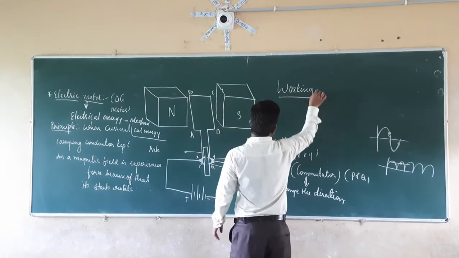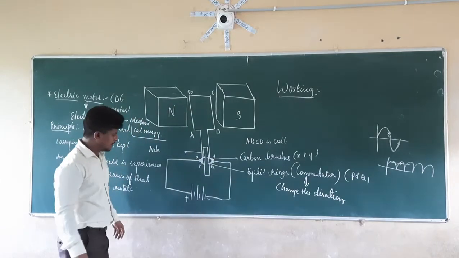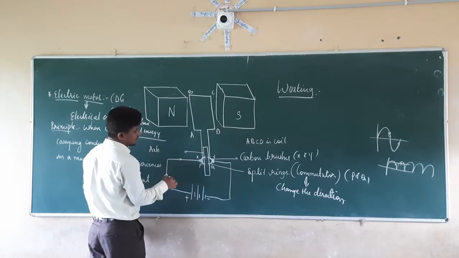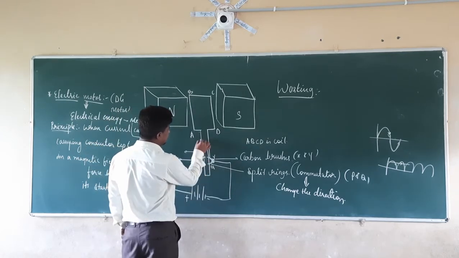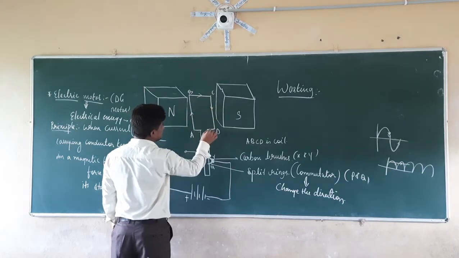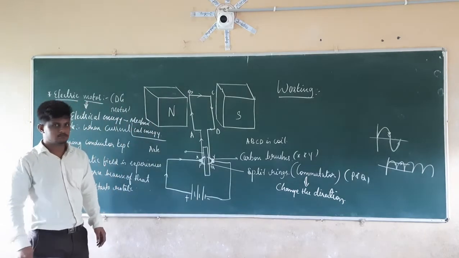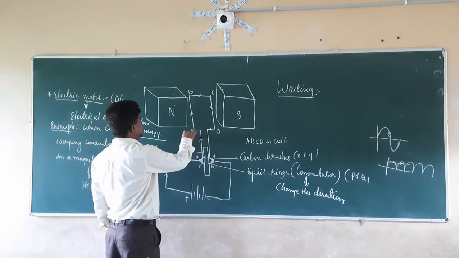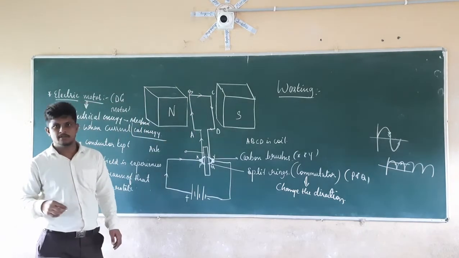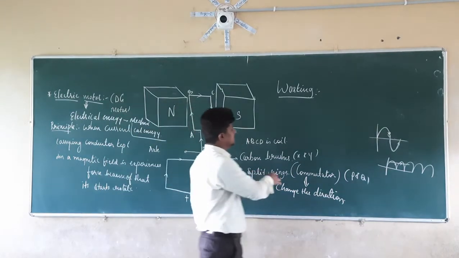Working. Right. At the start, when you switch on this switch, what will happen here? The direction of the current, from positive to negative, is going to pass from the P split ring to the AB direction like this. Like this, it is going to go. Now the direction of the current is from AB to CD in the first case.